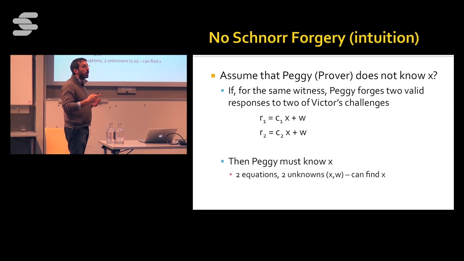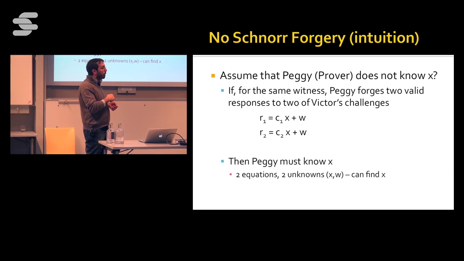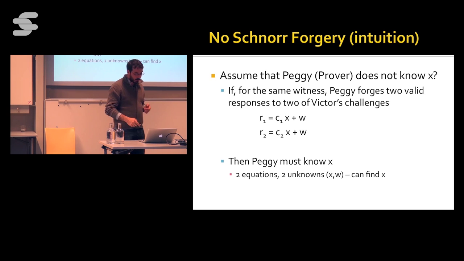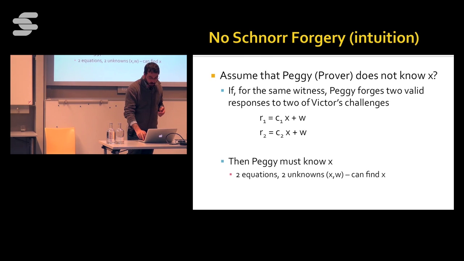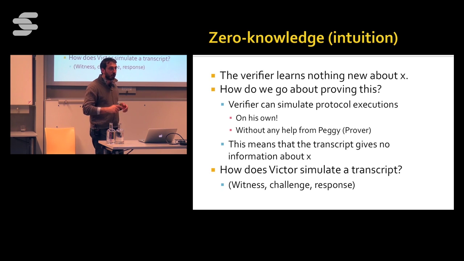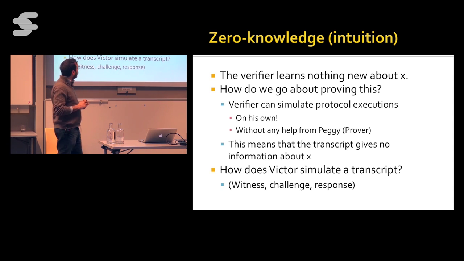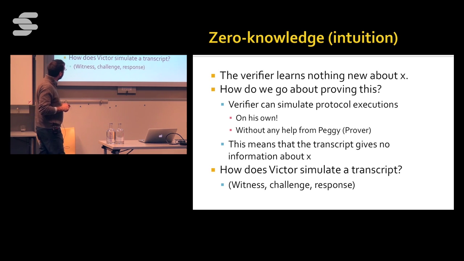Proof by contradiction, it means that basically Peggy must be knowing X to start with. There is no other way to actually form these responses correctly without knowing X. Okay, good. So this is the first intuition. This is just an intuition. The formal argument is a bit more tough.